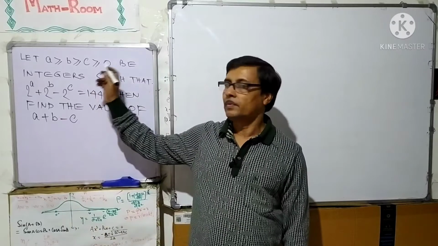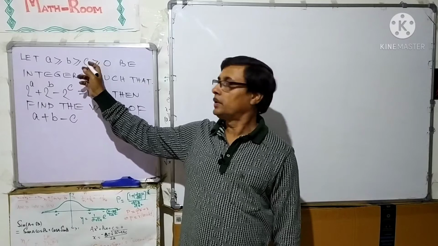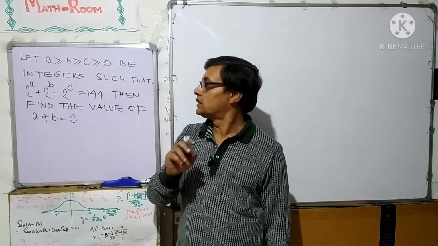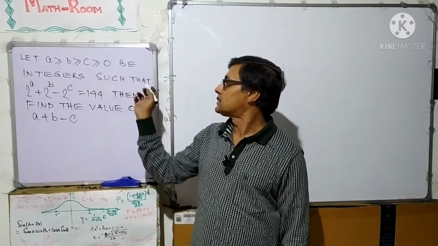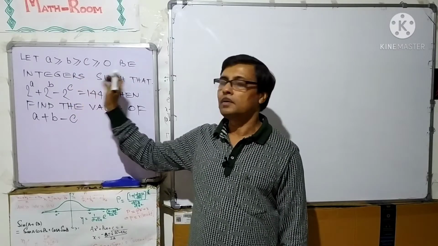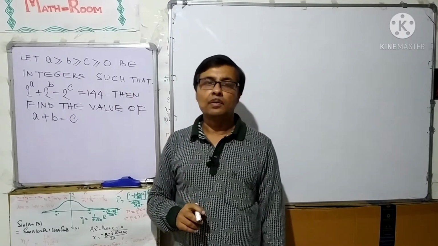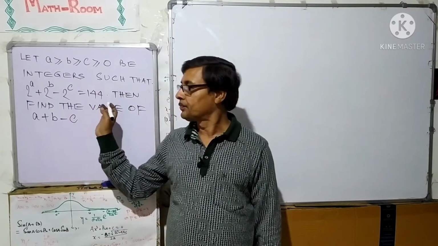Now, we shall solve a very nice problem. Here let a ≥ b ≥ c ≥ 0 be integers such that 2^a + 2^b − 2^c = 144. We have to find out the value of a + b − c.